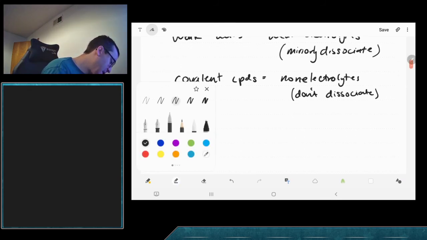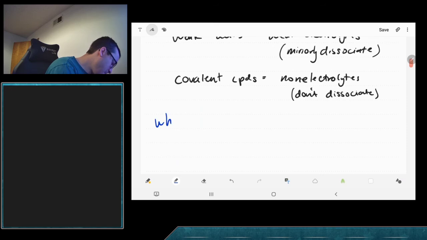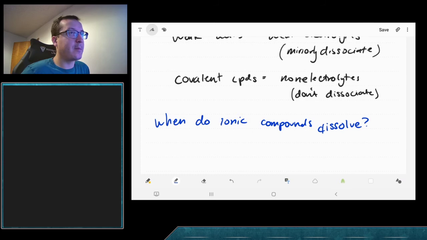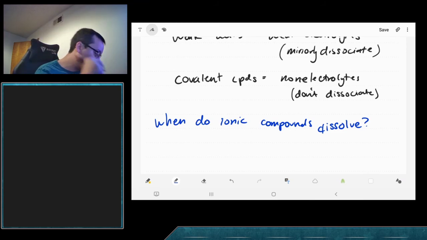So we're going to start today by looking at how we can predict which ionic compounds will be soluble. And I'm going to give you a couple of rules here, but they're enough to get us through a lot of general chemistry. There are definitely expansions and exceptions, let's just say that, but we're not going to have to worry about those in this class.